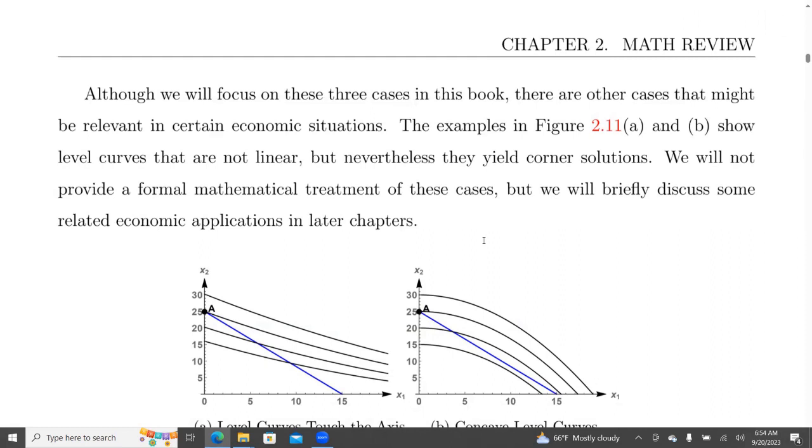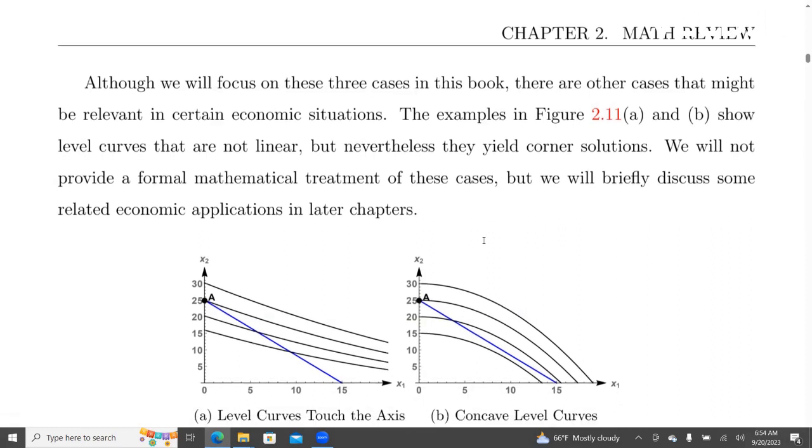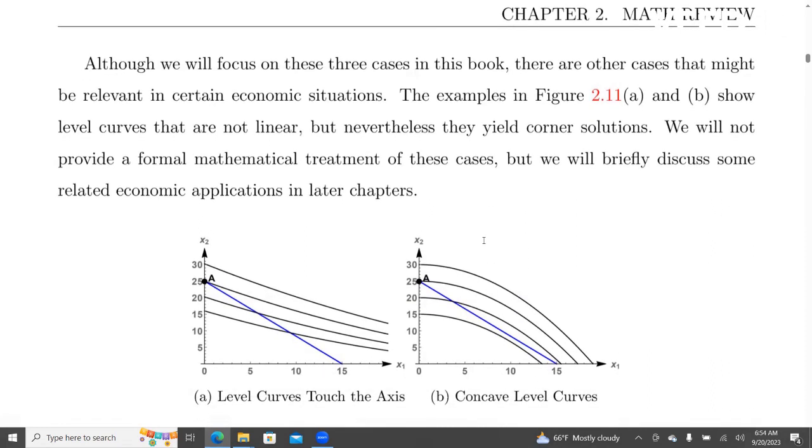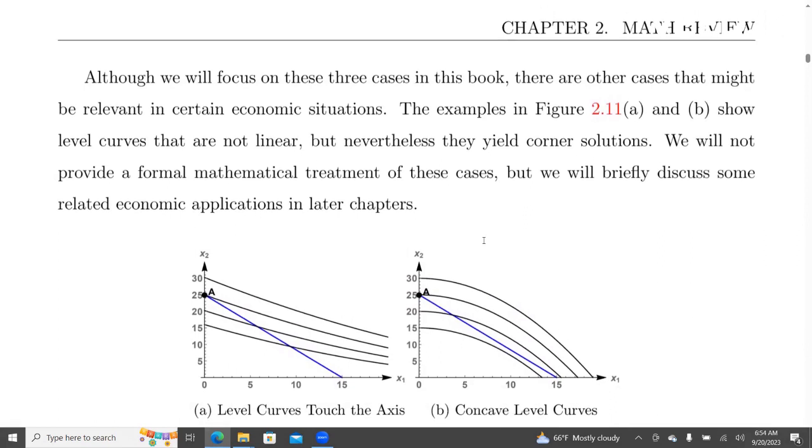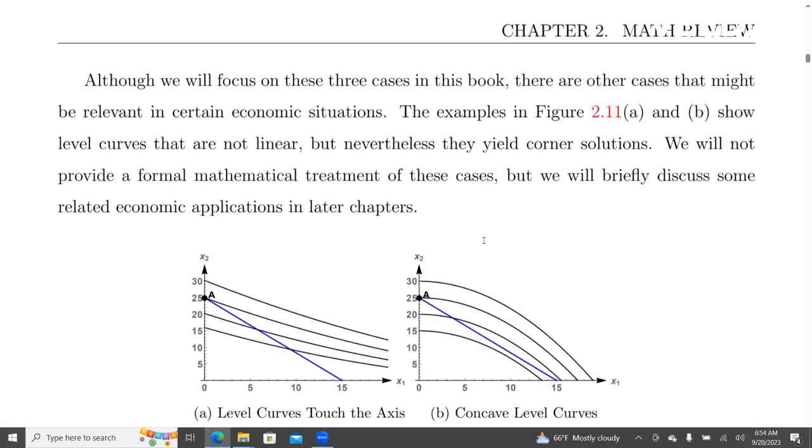The Cobb-Douglas, the linear level curves and the L-shaped, those are very common throughout this book. There are other cases that might be relevant in certain economic situations. So we have to get creative, but it's all kind of the same thing here. Our straight line, we have to know a little something about. In my opinion, the black lines, those are the contour lines. We have to know something about what the contour lines look like, and that's very, very easy.